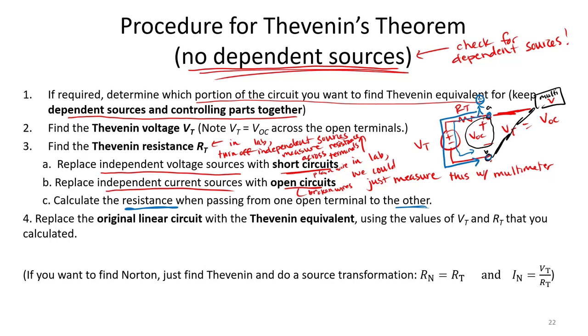Notice once I have found my Thevenin voltage and Thevenin resistance, then I am finished, and I simply replace the circuit that I had with the Thevenin equivalent, where my voltage is Vt and my resistance is Rt. And remember, if I wanted to find the Norton equivalent, then I just do a source transformation. I could determine that my Norton current is just the Thevenin voltage divided by the Thevenin resistance, and use the Thevenin resistance as my Norton resistance.